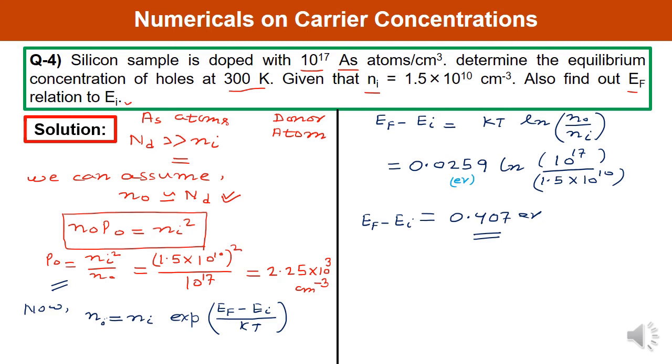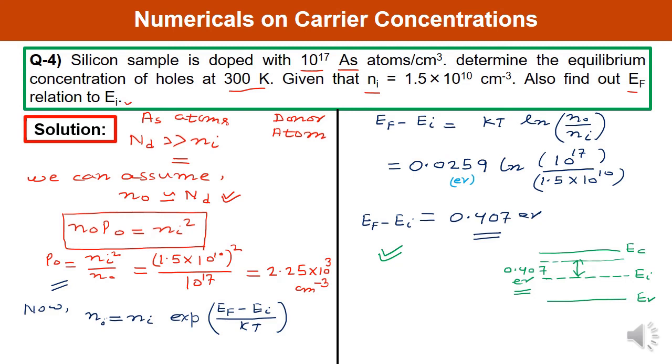So what you can conclude over here? Find the relationship between EF and EI. It means the difference EF minus EI is 0.407. So if you plot the band structure, if this is the energy band for valence band, this is the energy band for conduction band, you can draw over here. This value of EI, this particular level will be somewhat in the middle, and EF will be nearby this point, and this particular difference would be 0.407 electron volt. So this is how you can explain it over here.